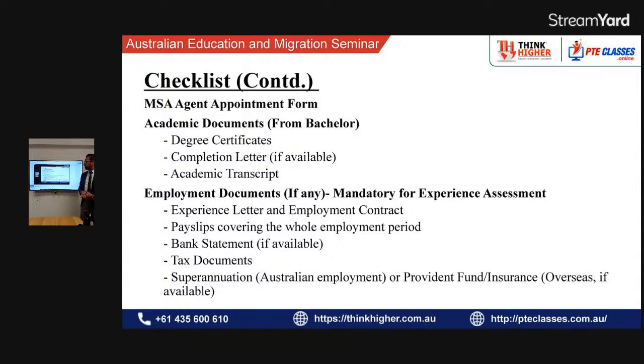The checklist is more normal: MSA agent application form, academic documents, which you all have. Then if you need to do an employment assessment, which is not mandatory for Engineers Australia. For ACS it's a different story. We require a minimum of 1 year of experience, or a professional year if you're studying in Australia. But for engineers, you don't require any skill assessment based on your experience. You can claim that directly to the EOI as well, so you don't need to go to Engineer Australia to assess that. But obviously you require these documents for immigration purposes as well, which are on the list. Yeah, next please.